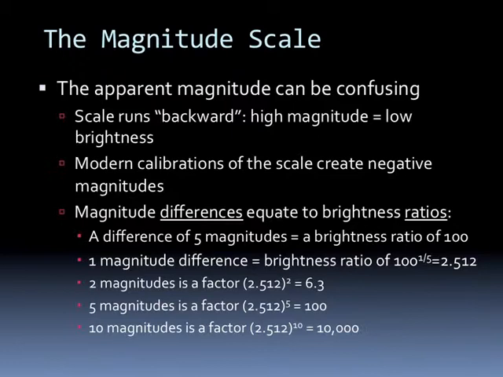Magnitude differences equate to brightness ratios. So a difference in 5 magnitudes is a brightness ratio of 100. Now all these numbers down here are just based on logarithms. It's a logarithmic scale.